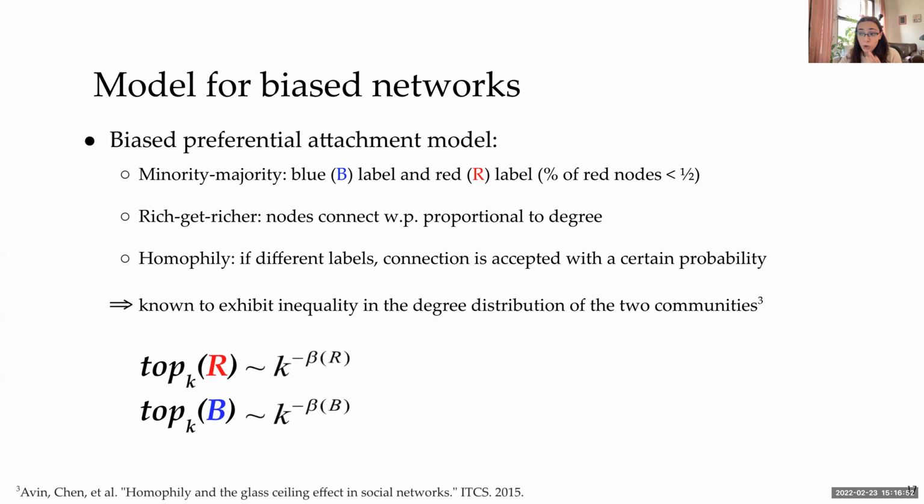And more than that, what happens when you have two communities is that you get two power law distributions, and they have different coefficients. The fact that they have different coefficients is what creates inequality in the centrality metrics, because we're not looking just on average that the degree is different between the red and the blue.